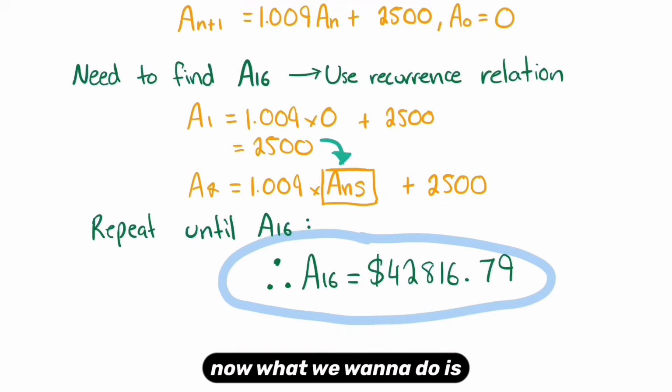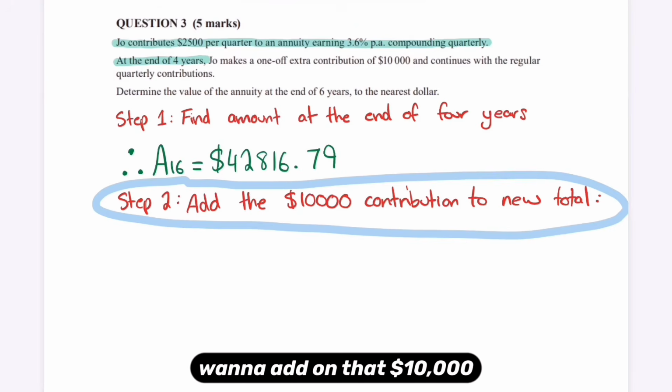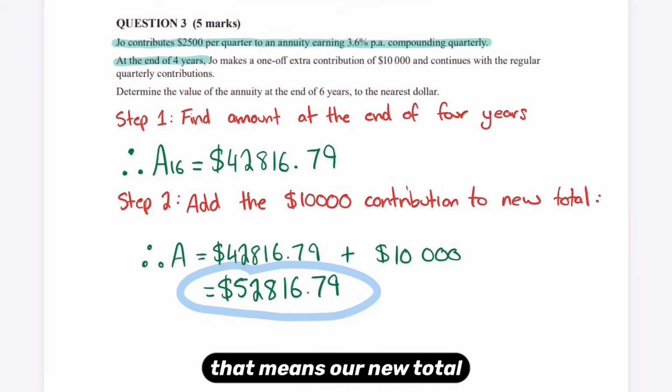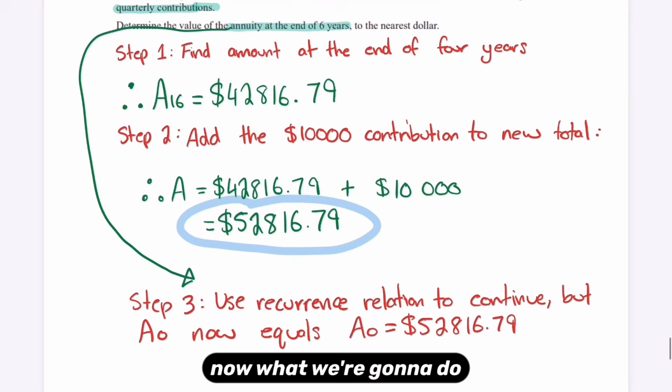Now what we want to do, step 2, is add on that $10,000 contribution to get the new total. So that means our new total at the end of 4 years is going to be $52,816.79.